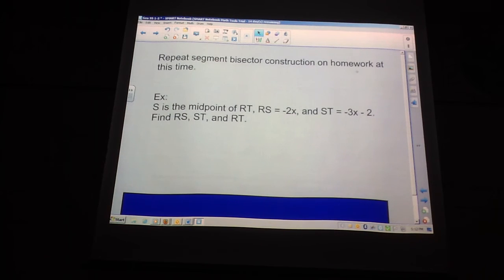Alright, we have one more example, and now notice that we have the midpoint of RT, but we don't have a diagram. So I'm going to go ahead and draw a line up here so that we have a diagram to look at. So it says we have R and T, and we have the midpoint of that, which is S.